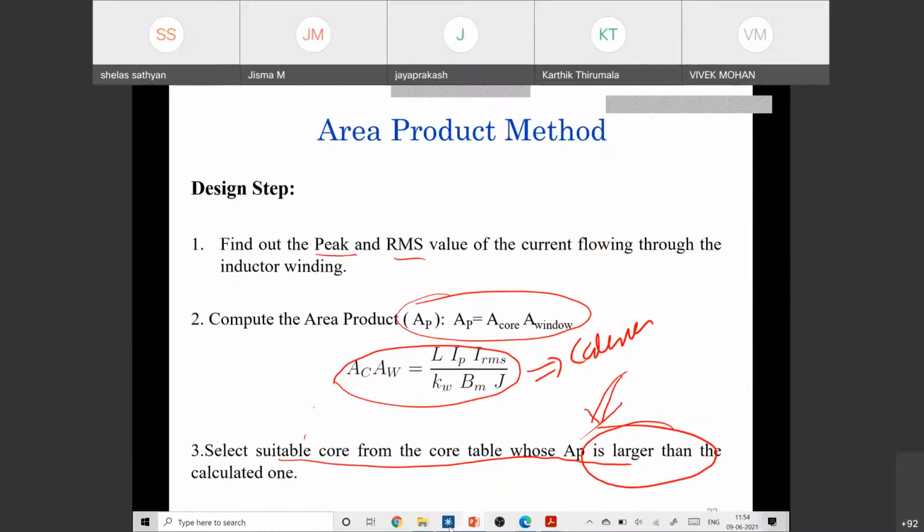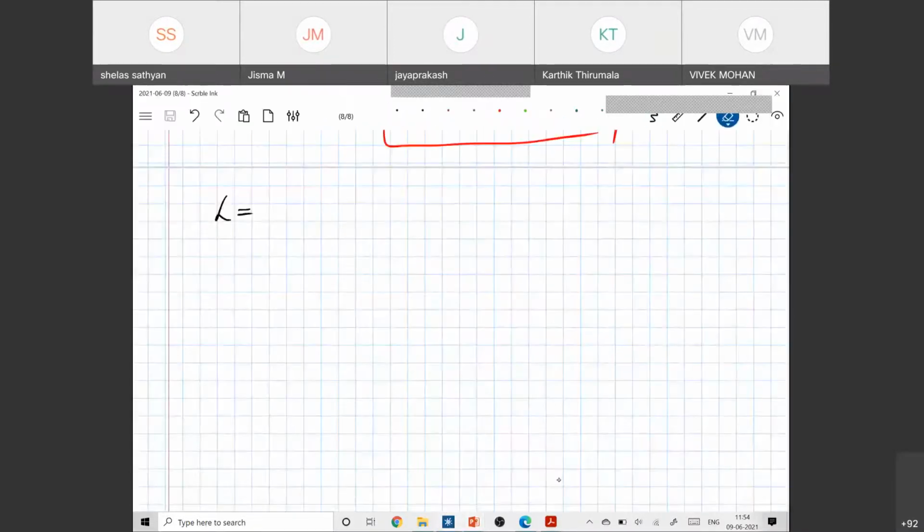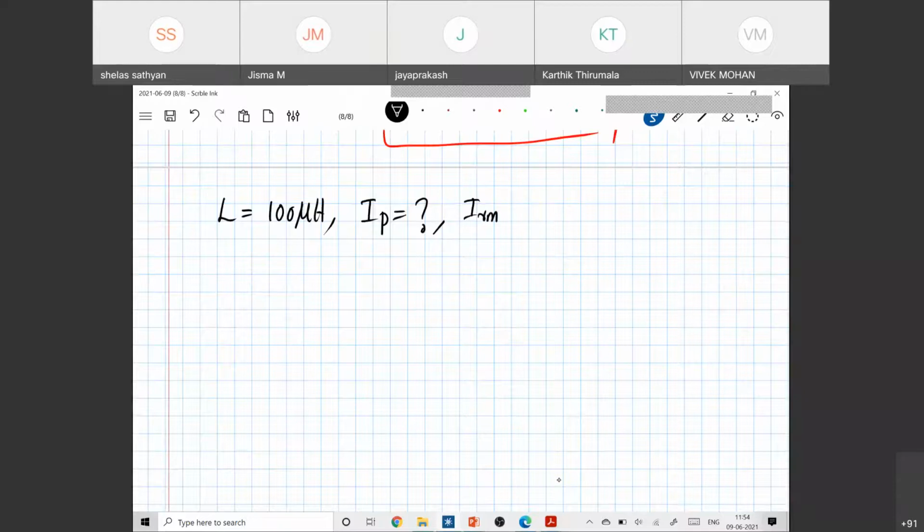So what I will do, I will solve, and we will see how to select an inductor. So we have been given a 100 microhenry inductance. We have to find out the peak value of the current. Also, we have to find out the RMS value of the current. And the question says we should use a ferrite core. So we have to find out which core needs to be used.